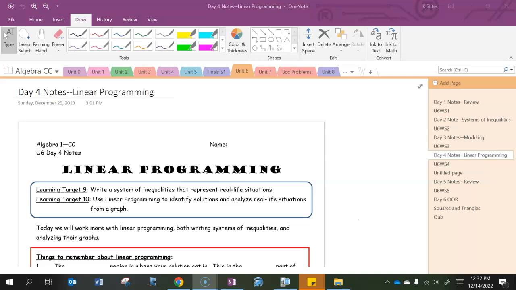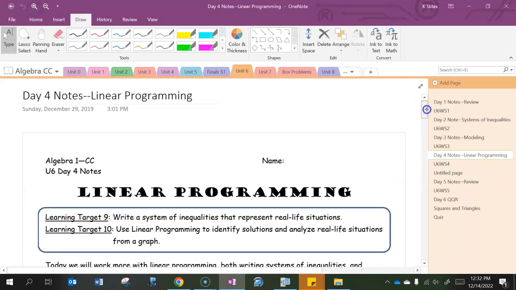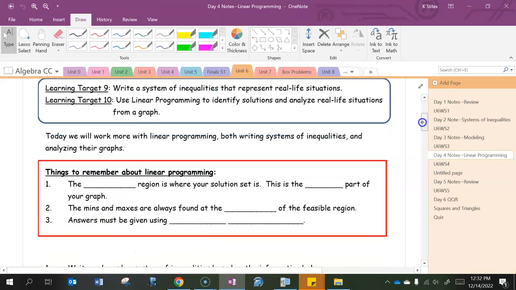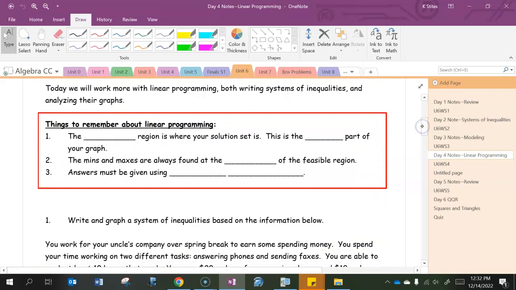Hello, Algebra 1. Today we are going to continue talking about linear programming. So let's go ahead and talk about some things we need to remember. First of all, the feasible region is where your solution set is. This is the darkest part of your graph.